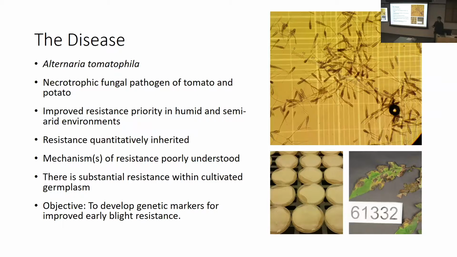And while some mapping studies have mapped QTL associated with tolerance or partial resistance to early blight, they generally have been in crosses with unadapted wild species germplasm, and they haven't really advanced into the breeding programs past that wide cross stage. And so as a result, we don't really have any markers that are predictive for use in everyday breeding. And so that's the goal for this project.